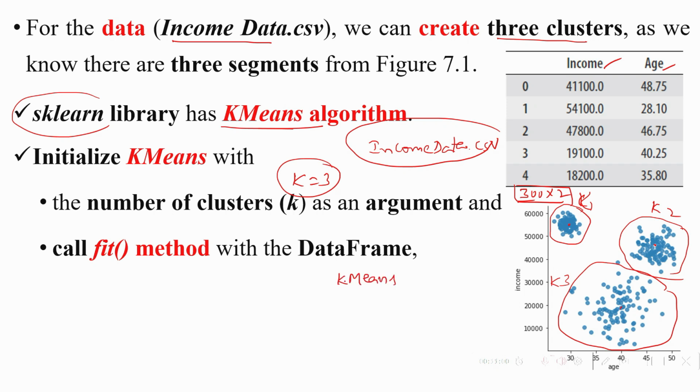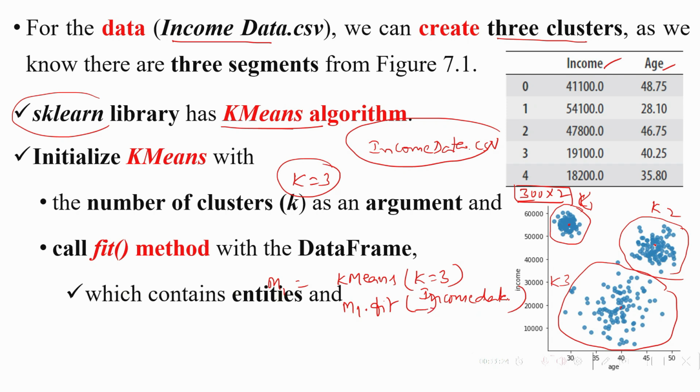For this k-means model, suppose model m1 equals KMeans with k equal to 3. We want to form 3 clusters. Then, based on our data set and our model, we have to train the model with the corresponding data set. What is the data set here? Income data dot csv. We have to train the model.